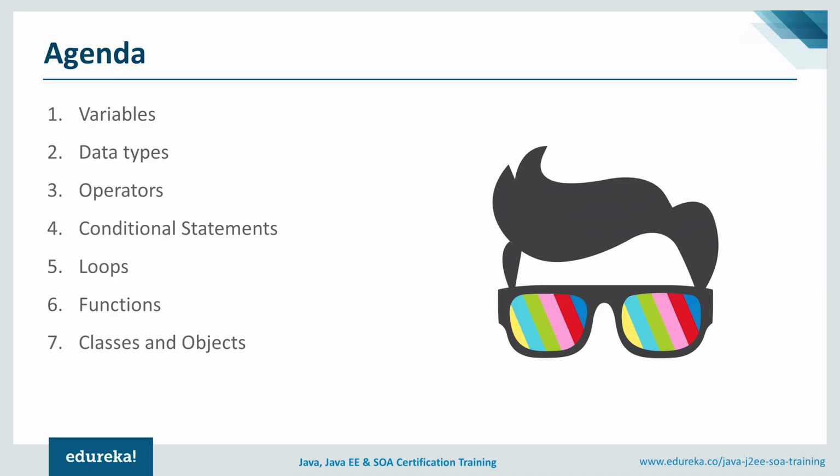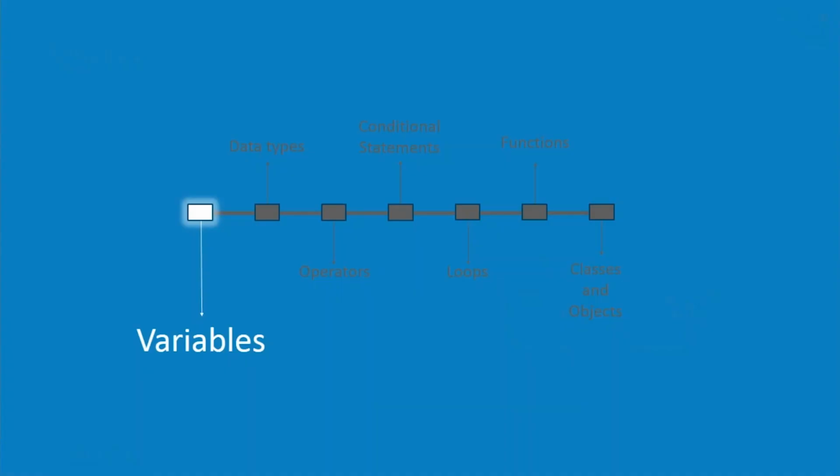Starting off, let's look at the agenda for this session. We'll start off by first discussing what variables are as well as the various data types that are present in Java. Moving on from there, we'll be talking about the various operators as well as conditional statements and loops which are supported in Java as such. In the last half of this session, we'll be talking about functions as well as classes and objects, which are key important concepts with any of the programming languages, and we'll look at how it works out in Java as such. So without wasting any time, let's move forward to the first topic of the session, which is variables.